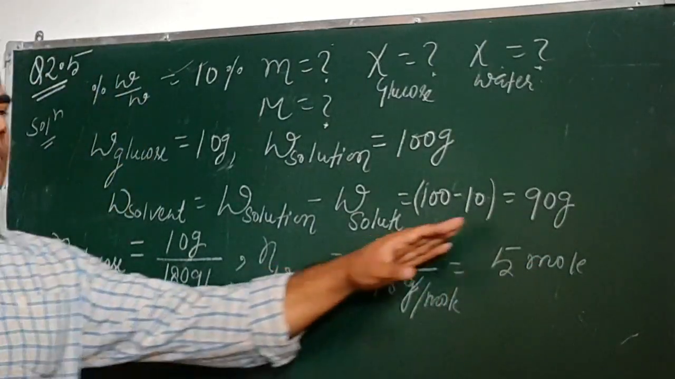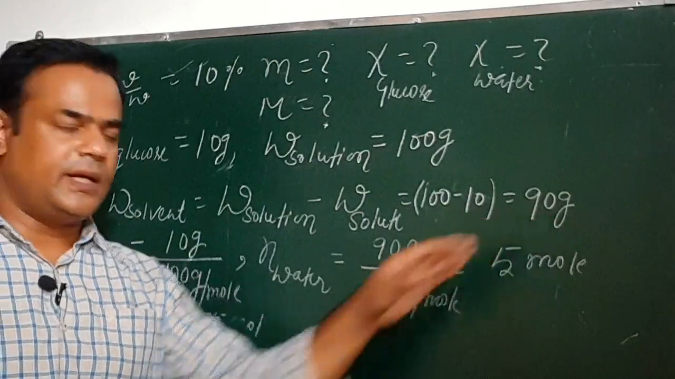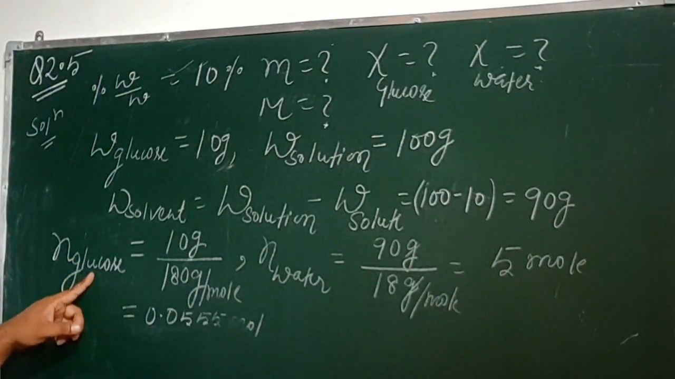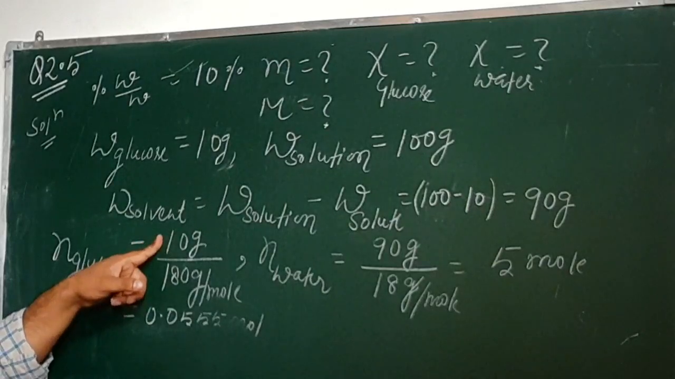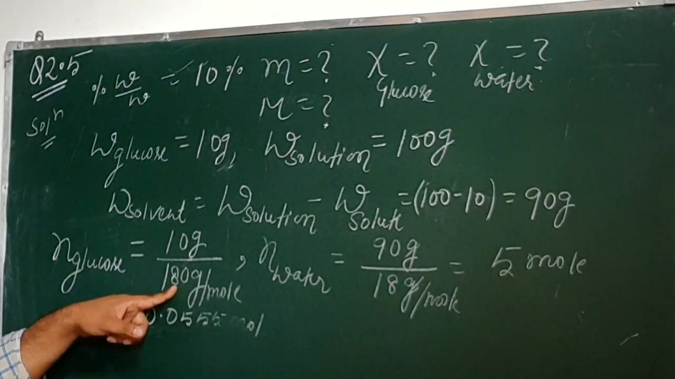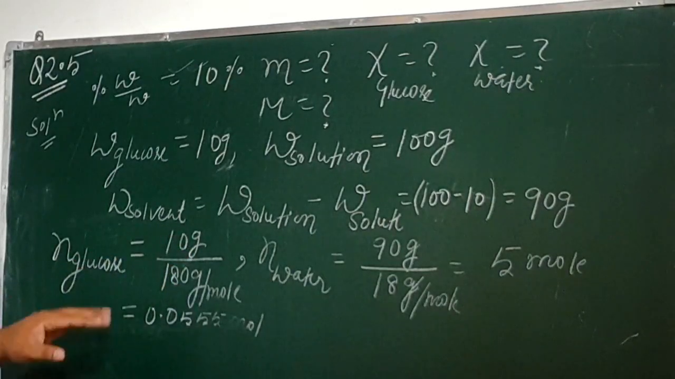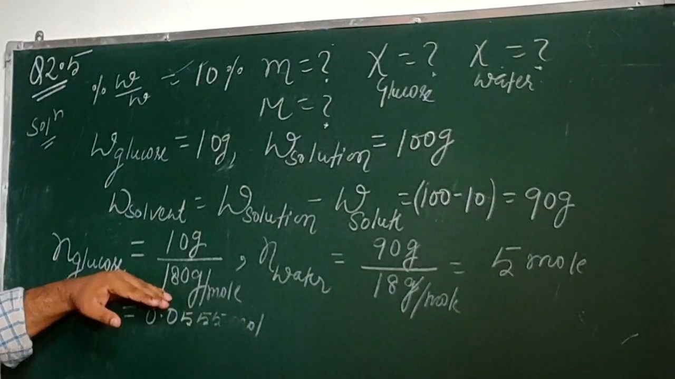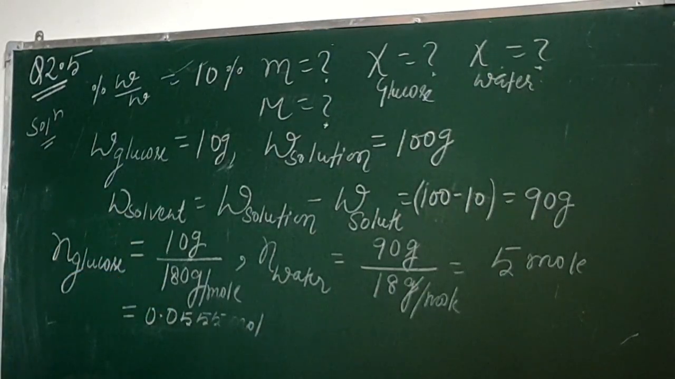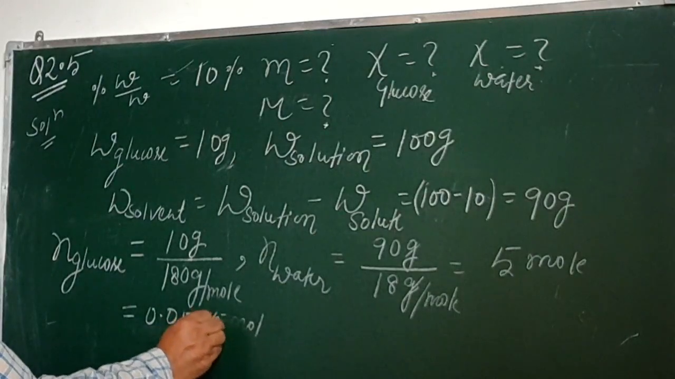Now we have to calculate the moles of solute and solvent. The solute is glucose here. Mole of solute will be equal to mass of solute divided by molar mass of solute. Here the solute is glucose, C6H12O6, and if you calculate its molar mass, it comes to 180 gram per mole. So 10 gram divided by 180 gram per mole comes out to 0.0555 mole.